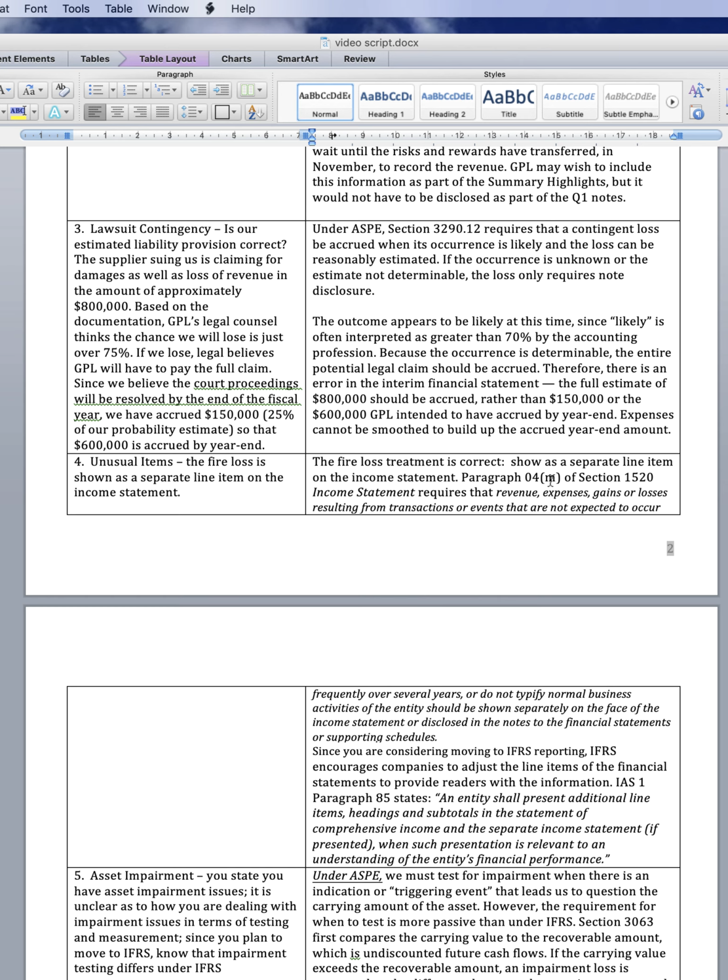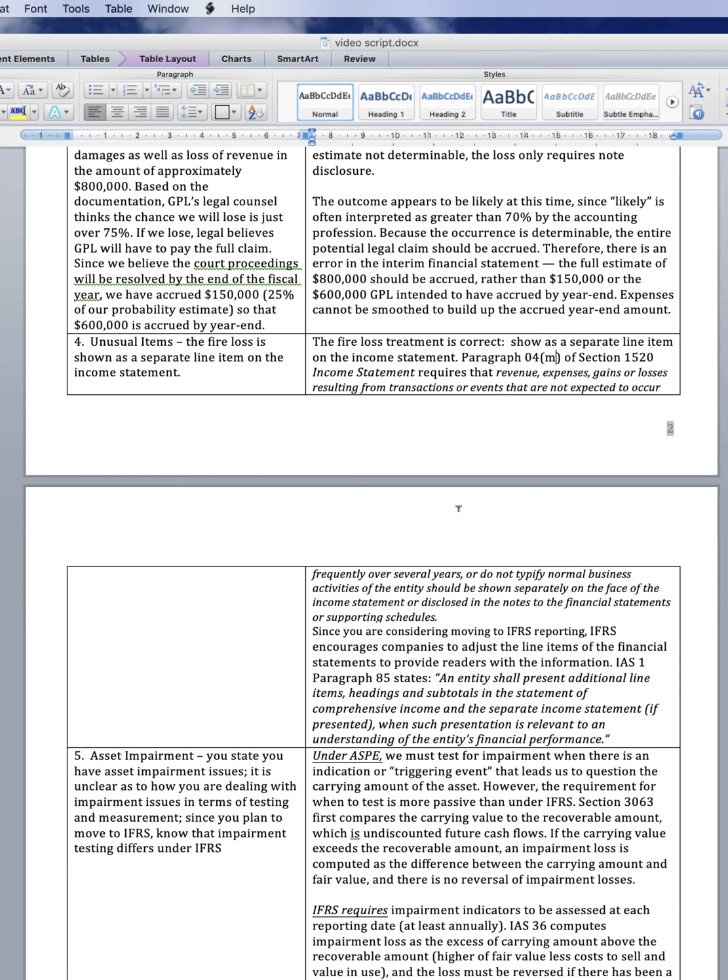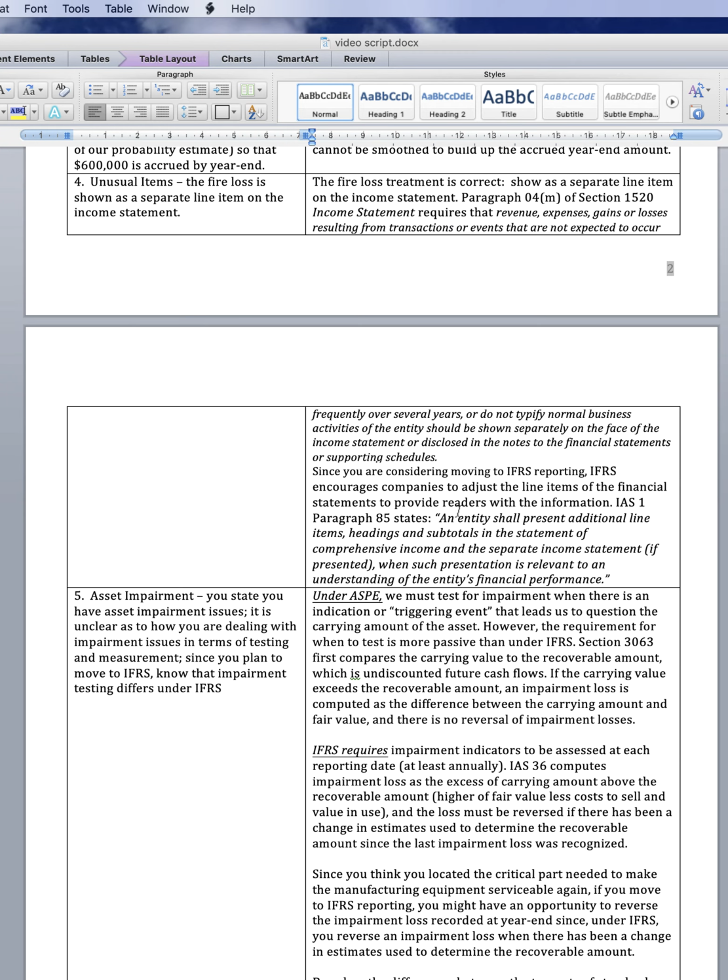In fact, if you go to section 1520 of part 2, which is for ASPE, paragraph 4, subsection M, it says that the income statement requires that revenues, expenses, gains, or losses resulting from transactions or events that aren't expected to occur frequently over several years or don't typify normal business activities should be shown separately on the face of the statement or disclosed in the notes to the statements or supporting schedules. Well, so this is really saying you could just disclose it in the notes.